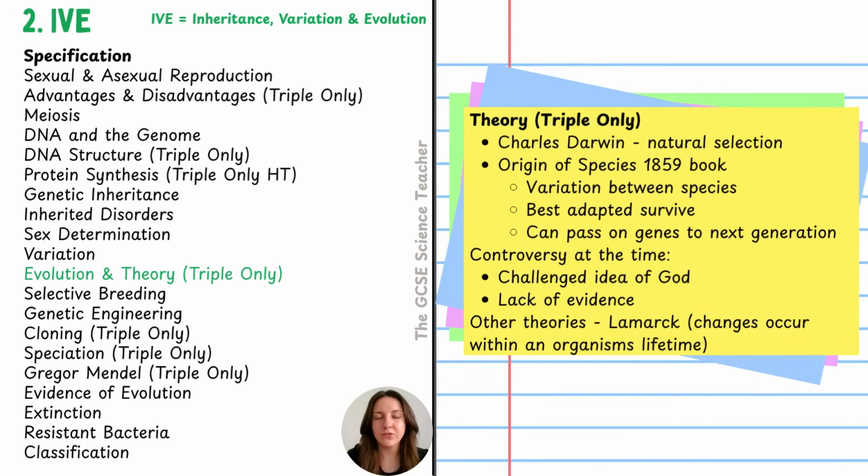Darwin came up with this idea of natural selection, and he wrote his theory in the book Origin of Species in 1859. He stated that variation happens between species, the best adapted survive, and they pass on their genes to the next generation. There was controversy at the time because it challenged the idea of God, and there was a lack of evidence. Other theories like Lamarck's stated that changes occur within an organism's lifetime.